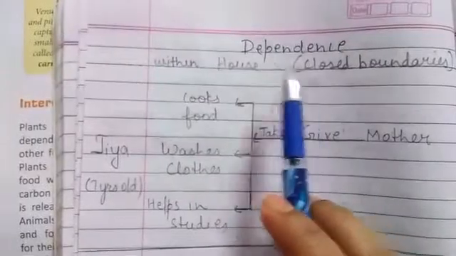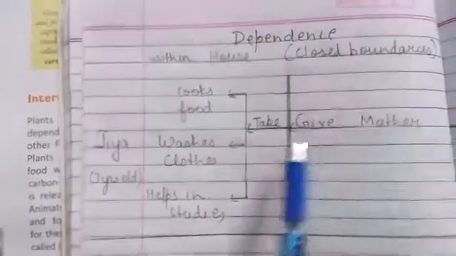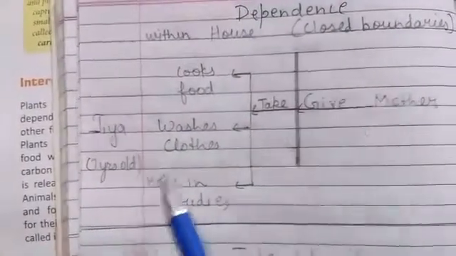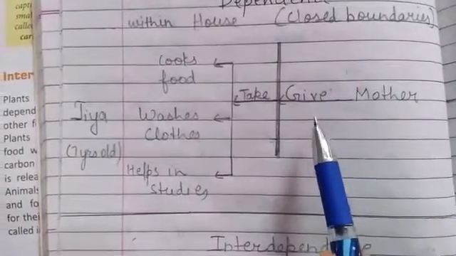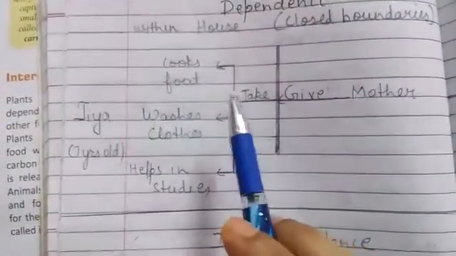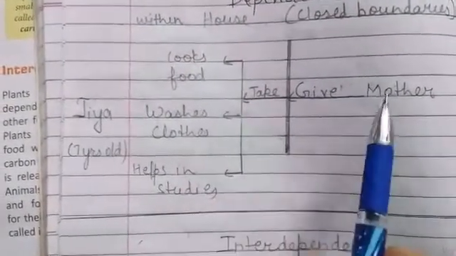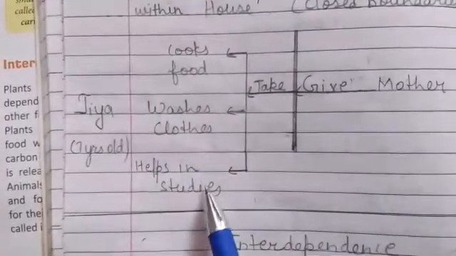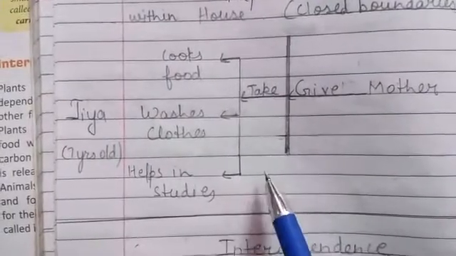Understand this dependence by taking an example within a house, that is the closed boundaries. Now here we have a girl Gia. She is 7 years old and she has a mother. Now mother is doing few things for Gia, that is mother helps Gia to cook her food, that is mother actually cooks the food for Gia. Mother washes her clothes also. Mother helps Gia in her studies and in many other activities like taking her out for outing, etc.